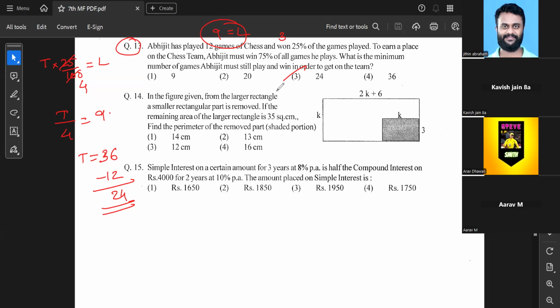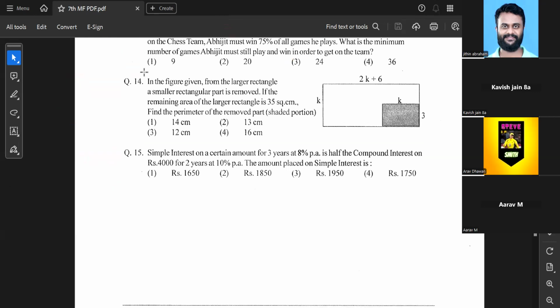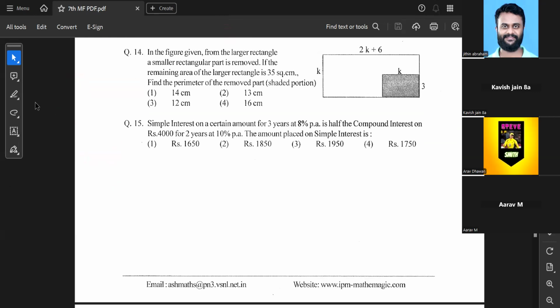Okay. So, the 14th one we are going to do now. I hope you all have written the 13th one. I'm going to erase this now. So in the figure given, from the rectangle, a smaller rectangular part is removed. If the remaining area of the larger rectangle is 35 centimeters square, then the perimeter of the removed part will be how much?